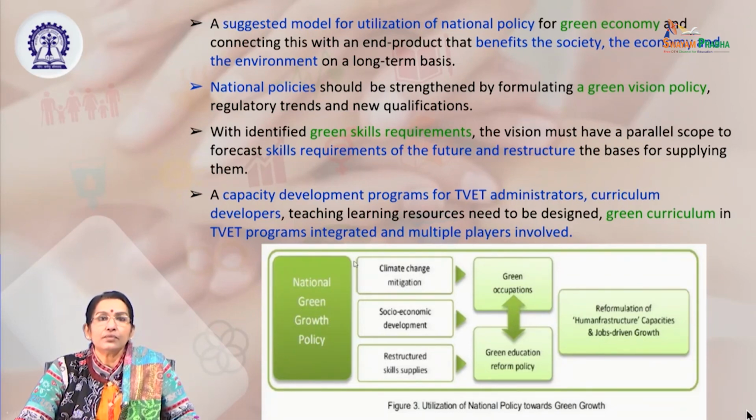Suppose this is the model we are going to adopt and apply, the national green growth policy. This is an example of focus. Suppose we are focusing on climate change mitigation and the socio-economic development of the people, then we have to restructure the skill supplies. Accordingly, we have to create the green occupations, which will require green TVET training, that is, green education, hence education reform should take place. Ultimately, we can completely reformulate the human infrastructure capacities for job-driven growth.